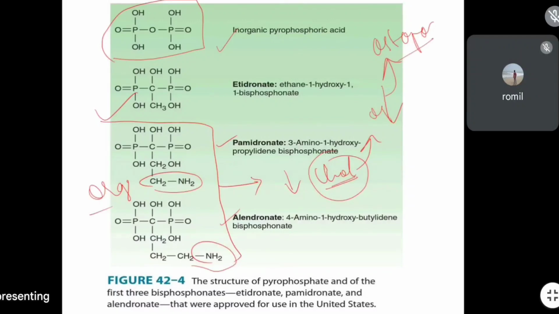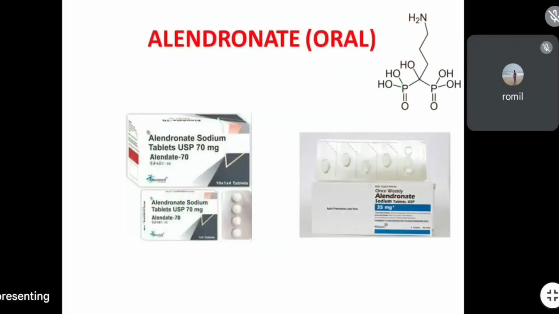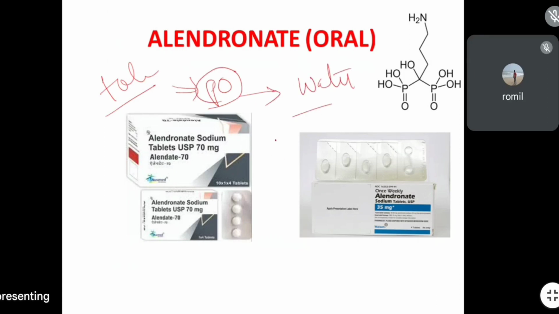This one I have already explained. The next one is an oral form, alendronate. Oral tablets are available, 70 mg and 35 mg. Alendronate has more GI irritation, and most patients cannot tolerate it. If it is given by the oral route, we have to give more water and always advise the patient to stay in an upright position for some time.